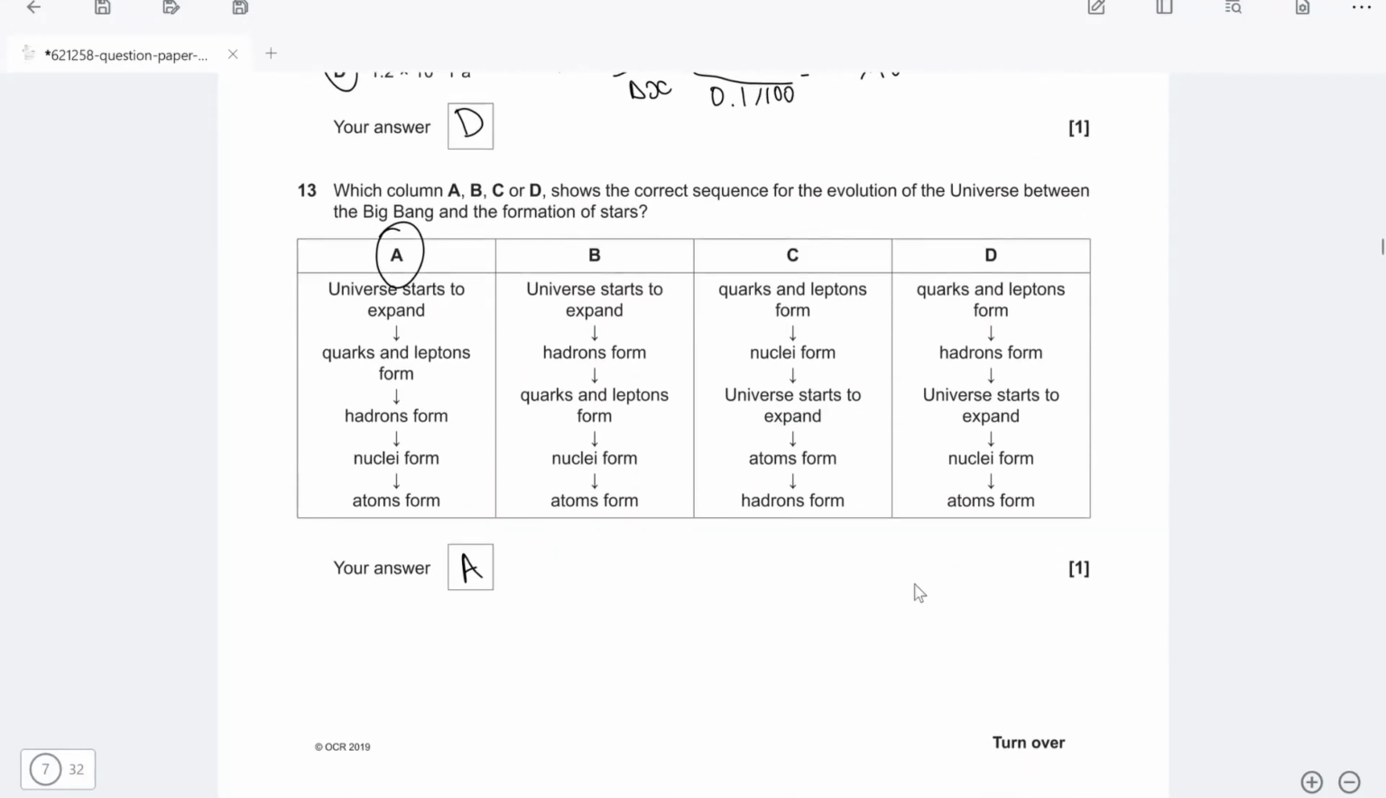Question 13. Which column, A, B, C, or D, shows the correct sequence for the evolution of the universe between the Big Bang and the formation of the stars? So the universe does start to expand initially, quarks and leptons are formed, then hadrons, then nuclei, and then atoms. That is the correct answer, A. In general, we are going from simple to more complicated. So quarks and leptons will form hadrons, and then nuclei form, and then atoms will form.